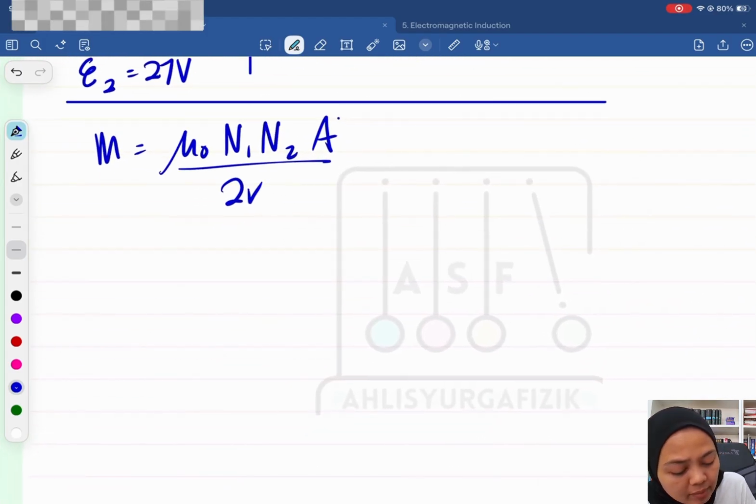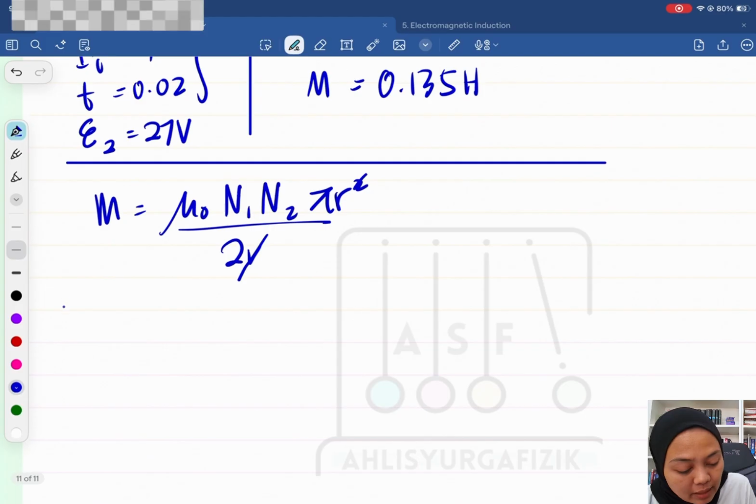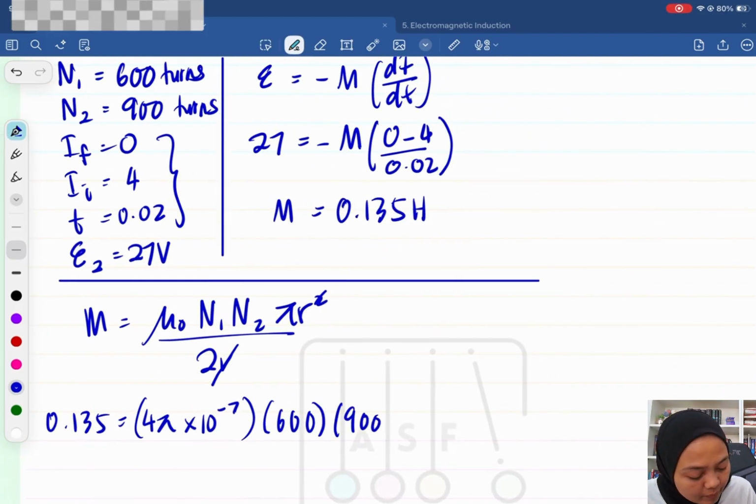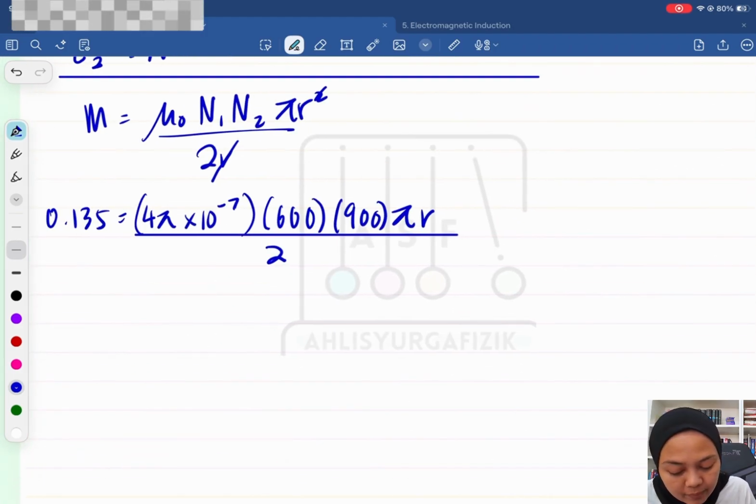Now we don't have any area, obviously, so we're going to change this one. Instead of A, we're going to change it to pi R squared, because we know that's the formula for the area. And then I can just cancel out the R. Now let's substitute. So the answer for radius is 12.7 centimeters.